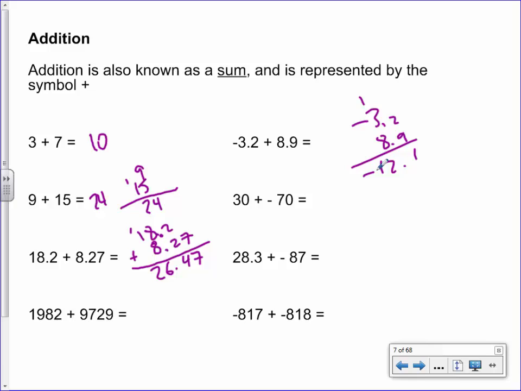So we need to recognize that really what's happening here, we need to flip this a little bit. We need to say that we have 8.9, and we need to subtract 3.2. We actually need to subtract in this case. So we need to rewrite this and say the 8.9 is the positive number, and we need to subtract a 3.2. Makes it 5.7.